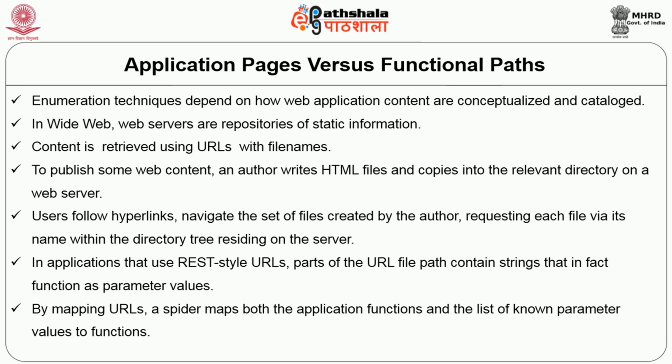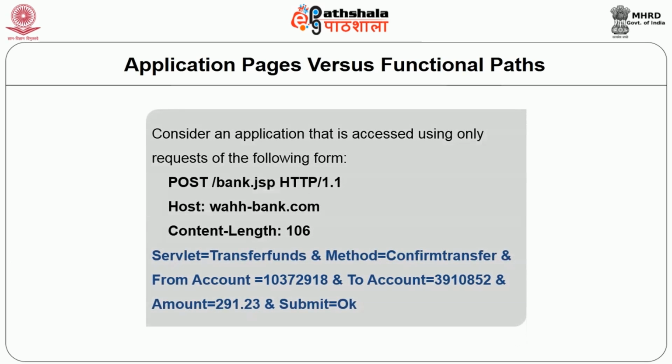For example, there is an application that is accessed using only requests of the form POST /bank.jsp HTTP/1.1. You can check the host, the content length, and the servlet. The servlet used is transferFunds and the method is equal to confirmTransfer, and fromAccount is equal to 10372918 and toAccount is 3910852 and amount is 291.23 and submit OK.